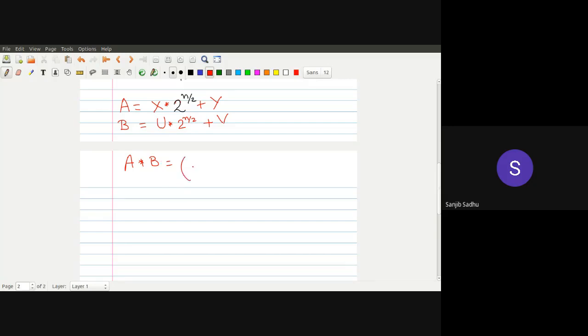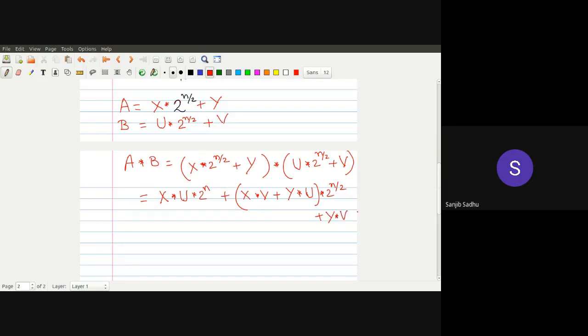So this will be X into 2 to the power n by 2 plus Y, multiplied by U into 2 to the power n by 2 plus V. If I multiply this, you check it, it will be X into U into 2 to the power n, plus X into V, plus Y into U, into 2 to the power n by 2, plus Y into V. Is it clear?